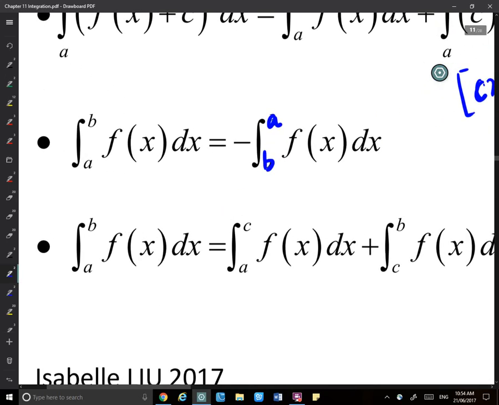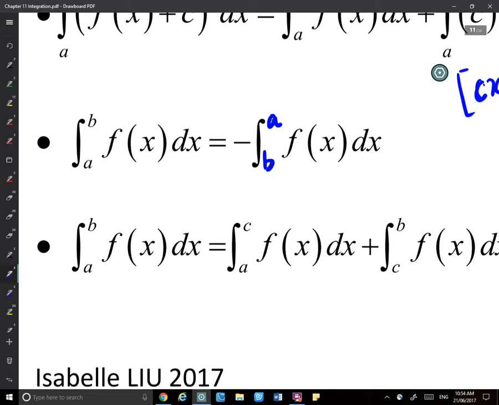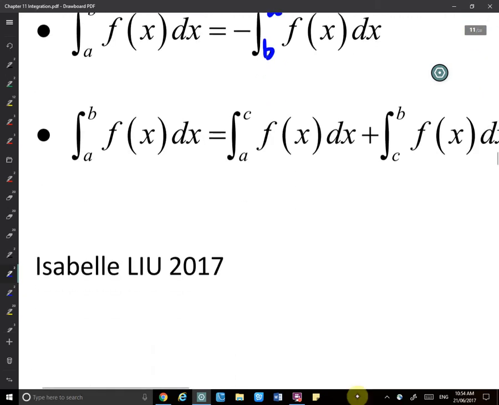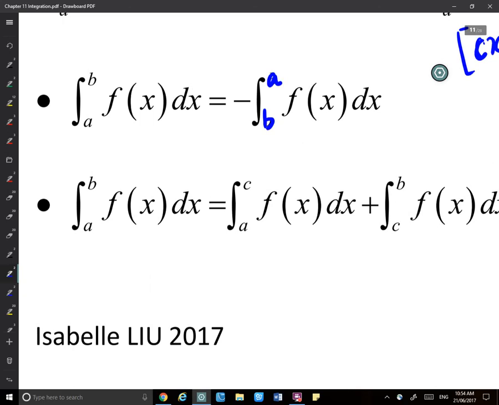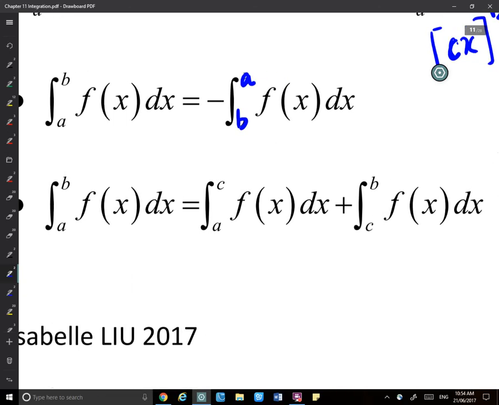Well, if I change the upper limit and lower limit, if I swap the places for them, that will be the negative of the area. Okay, it will be the negative of that area. If I flip the upper and lower limits, you put a negative sign in front. That will be equal to the negative of that. A to C, C to B.